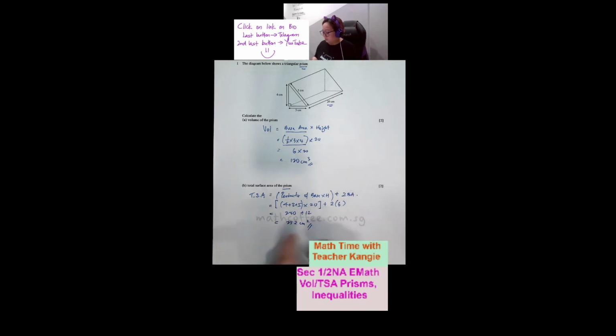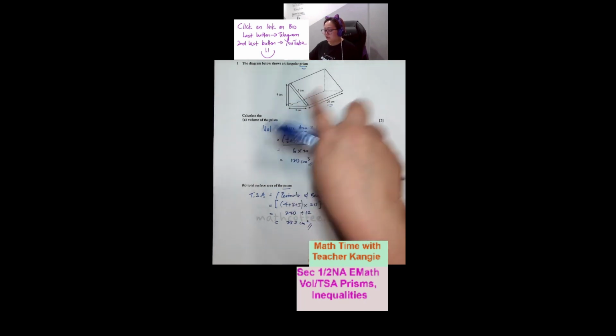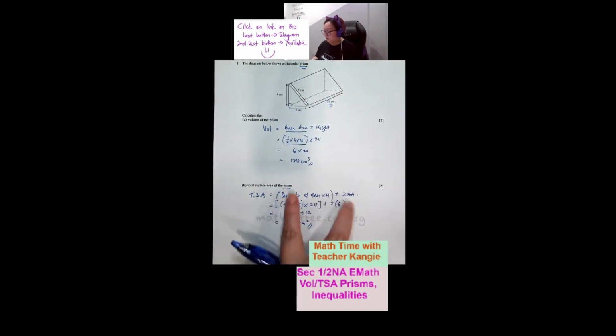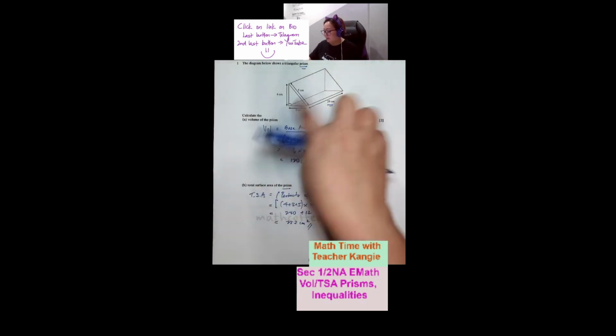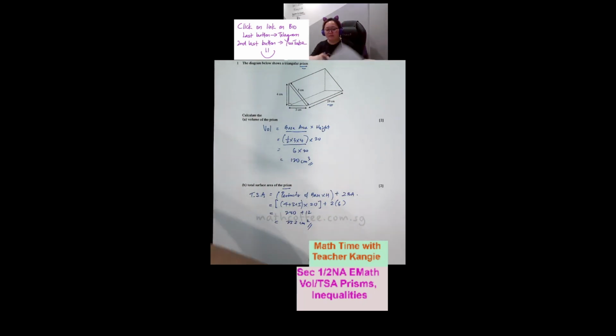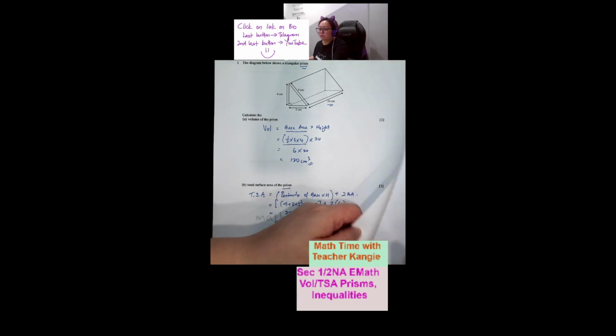Please remember this formula. The 2 base area is the 2 cross-sectional areas. The part within the bracket is the lateral faces, the walls, so called the sides. And then plus the 2 base area, and that will cover all the faces. Okay, let's move on to question number 2.